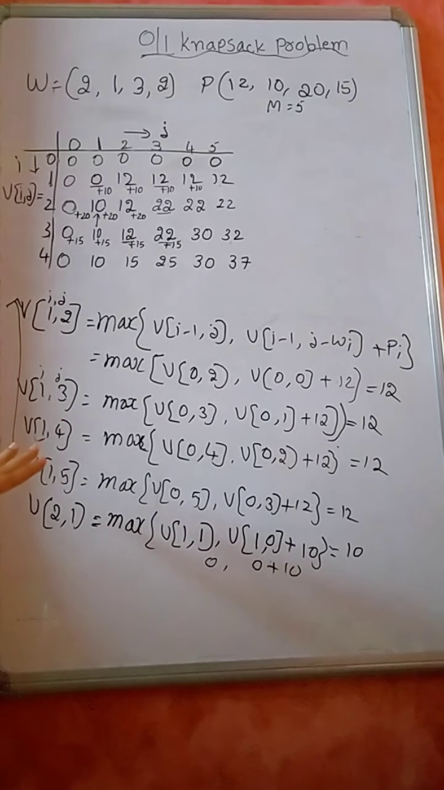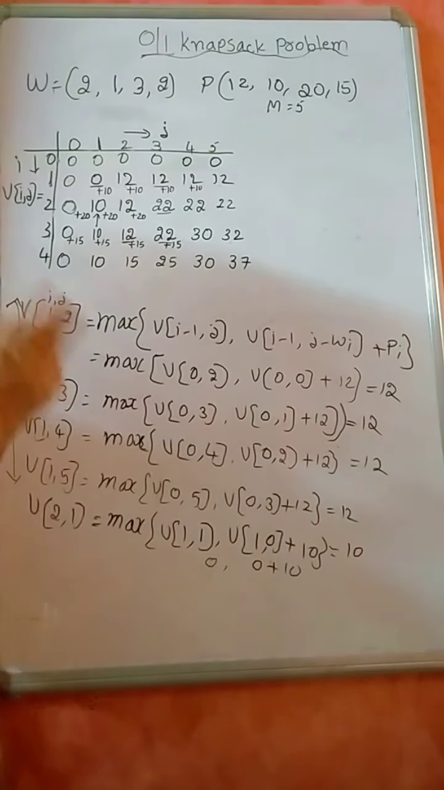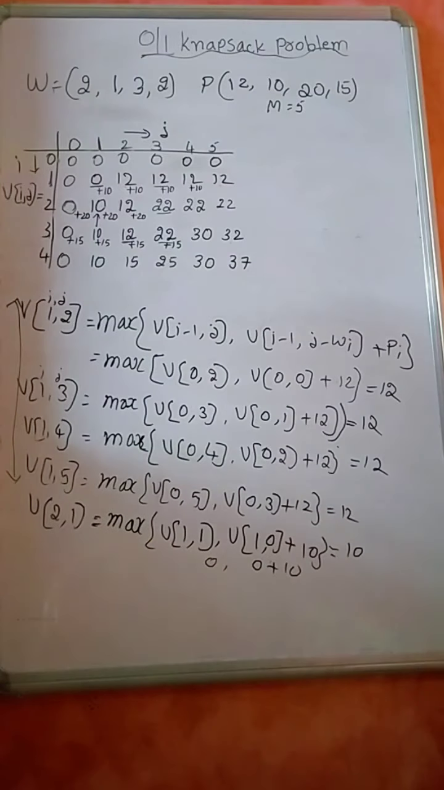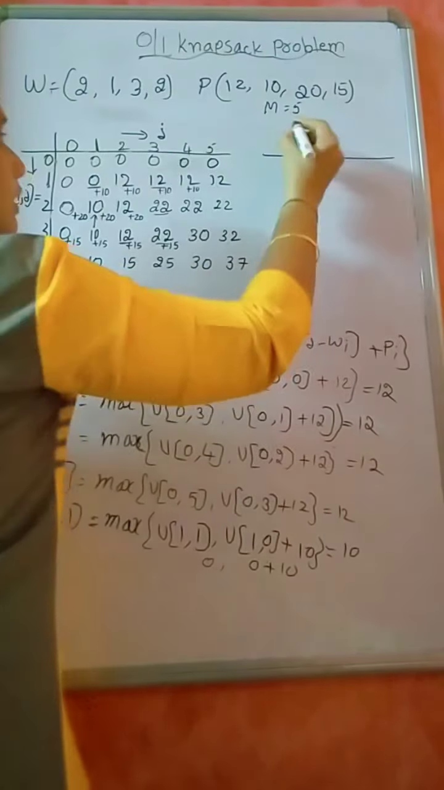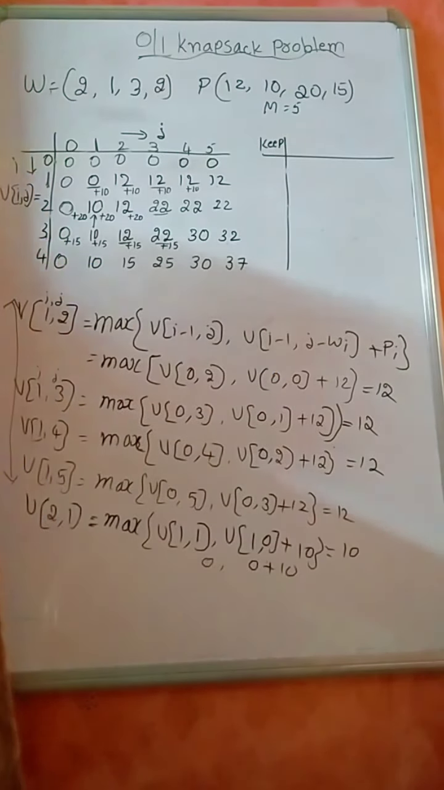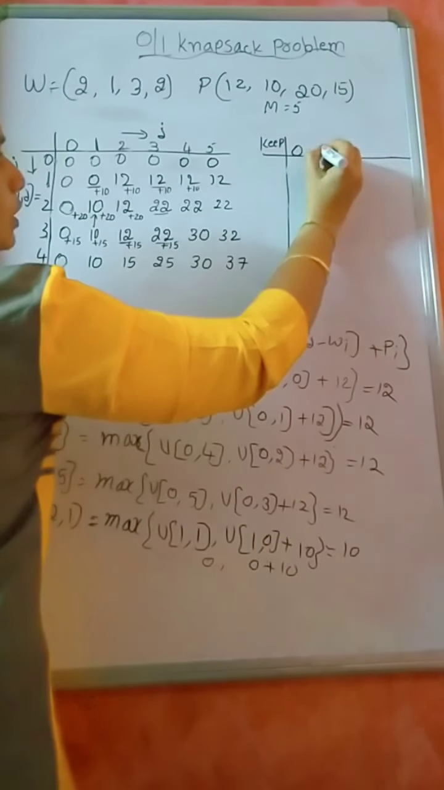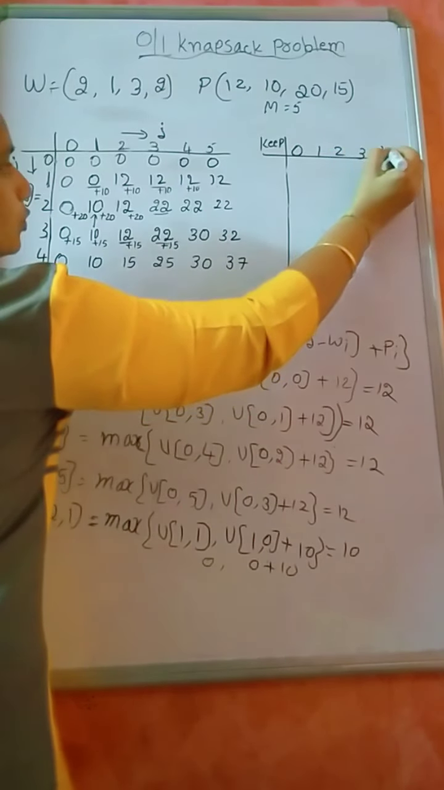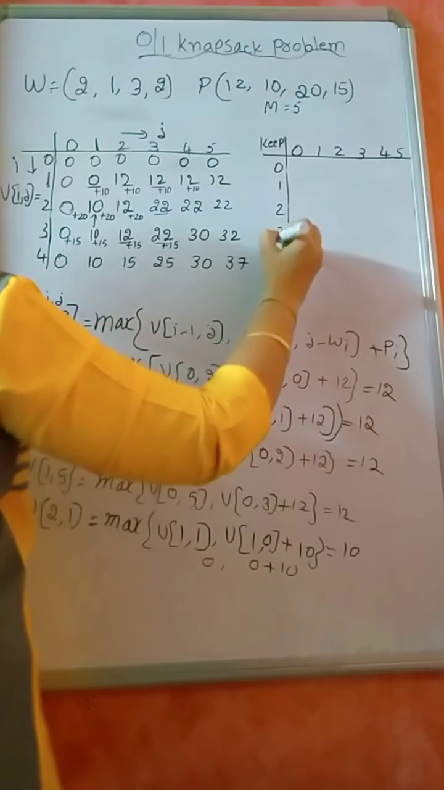No information about that. So in order to get that information about which object is selected and which object is rejected, you need to keep one more matrix, called the keep matrix. You have to consider one more matrix called the keep matrix with the same entries 0, 1, 2, 3, 4, 5, and 0, 1, 2, 3, 4. Okay.